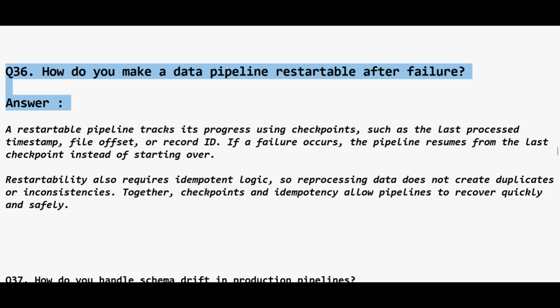Question 36. How do you make a data pipeline restartable after failure? Answer. A restartable pipeline tracks its progress using checkpoints, such as the last processed timestamp, file offset, or record ID. If a failure occurs, the pipeline resumes from the last checkpoint instead of starting over. Restartability also requires idempotent logic, so reprocessing data does not create duplicates or inconsistencies. Together, checkpoints and idempotency allow pipelines to recover quickly and safely.